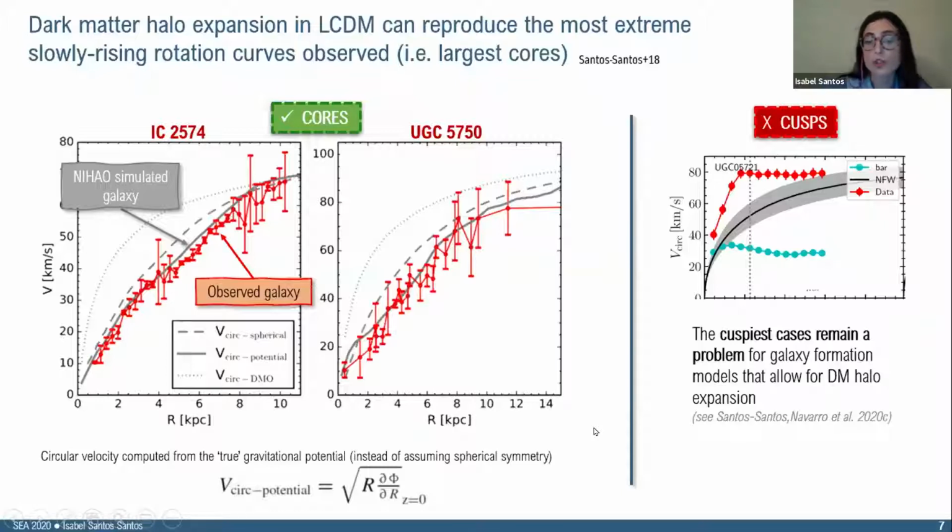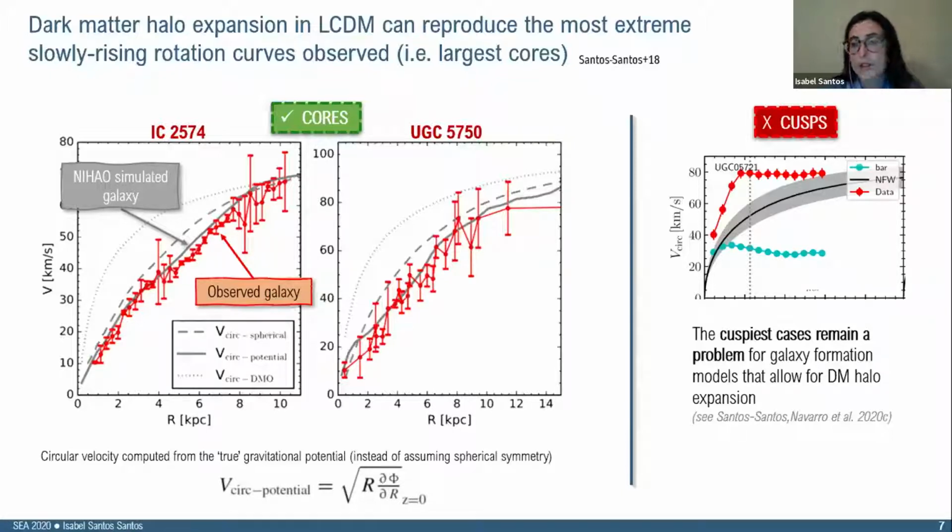This agreement was also found because we computed the circular velocities using the true gravitational potential instead of assuming spherical symmetry. Therefore, we were able to show that cores are not a problem for ΛCDM. However, the galaxies with the cuspiest rotation curves are still not reproducible within these kinds of models.